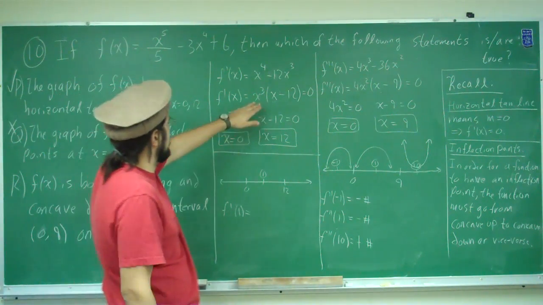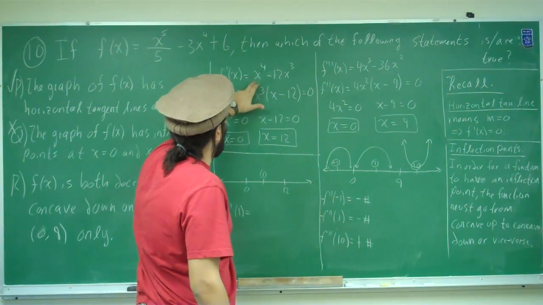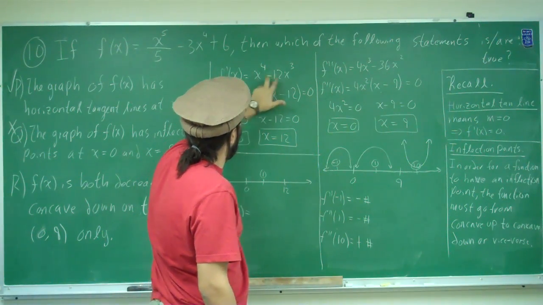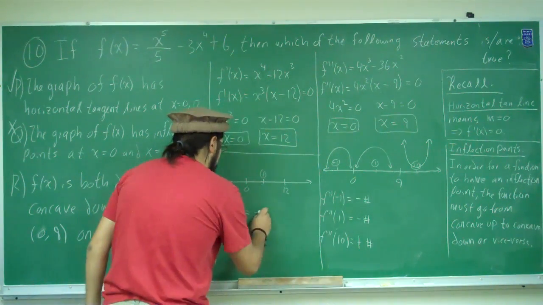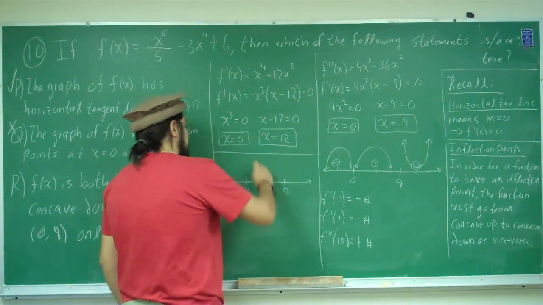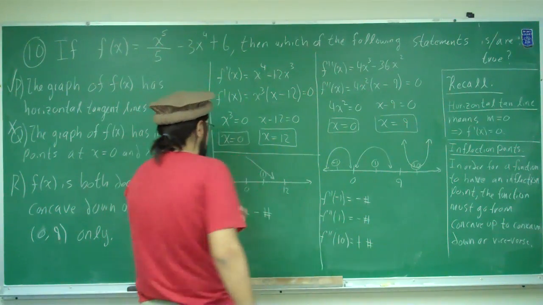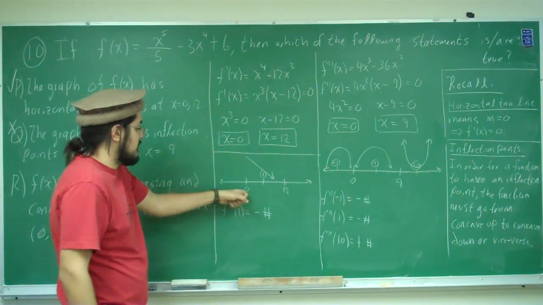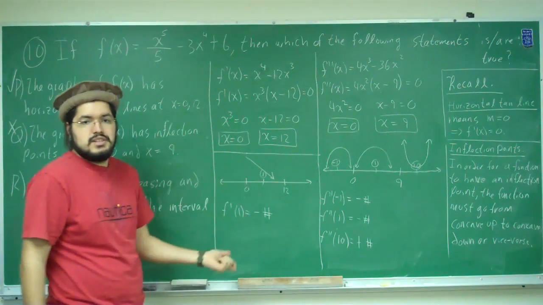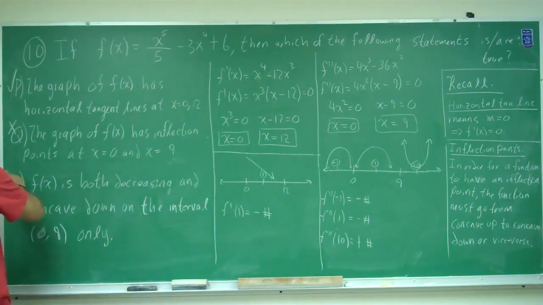Come here to the first derivative. 1 to the 4th, that's 1. But 1 minus that, that's a negative number. It's a negative number, that's good. If it's negative, it's decreasing. So on the interval from 0 to 12, it's decreasing. Therefore, on the interval 0 to 9, it must be decreasing as well. So therefore, R is true. Alright? So P and R are true, Q is false.